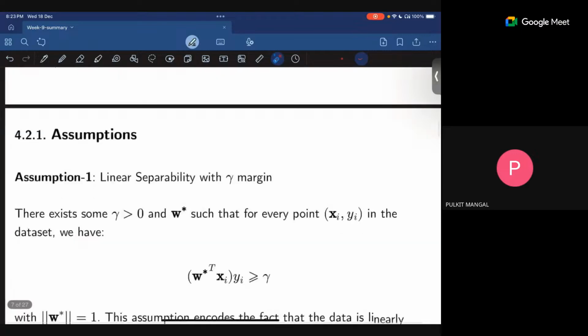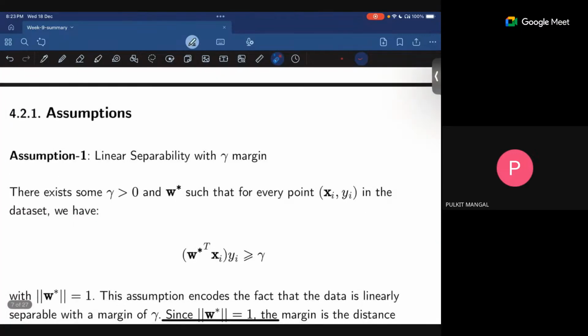So for the proof, we have to take some assumptions into account. Our first assumption is that our data set is linearly separable with gamma margin. That is, there exists some gamma greater than 0 and W star such that for every point (xi, yi) in our data set, W star transpose xi yi is greater than or equal to gamma.